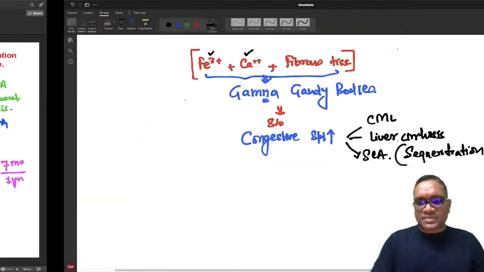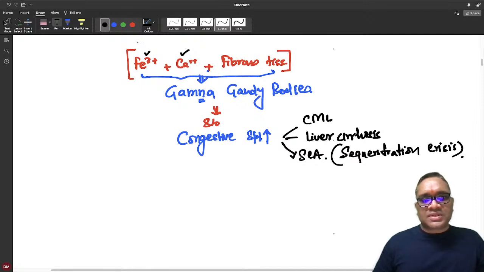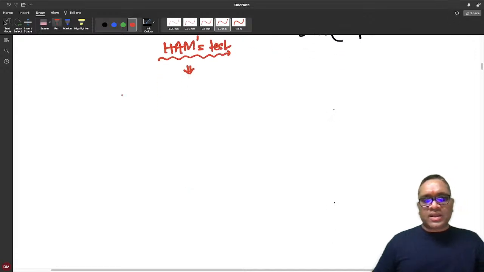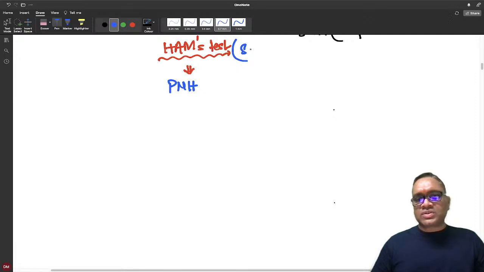What is Ham's test? Ham's test is used for screening. This is also a screening test, right? Right now we are not doing Ham's test very regularly. So Ham's test is a screening test for the diagnosis of paroxysmal nocturnal hemoglobinuria. So please remember, this is also a screening test, not confirmatory. Screening test for the PNH.